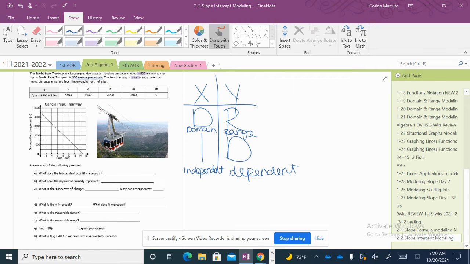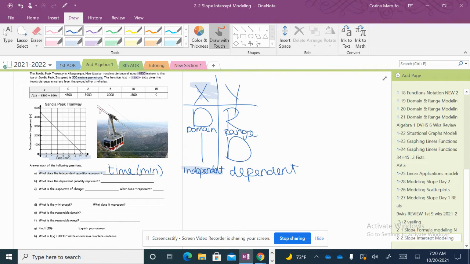Okay. So now from there, it's asking what does the independent quantity represent? So our independent quantity is going to be our X value. So if I look here on my X-axis is time. So my independent quantity is my time, and it's in minutes.